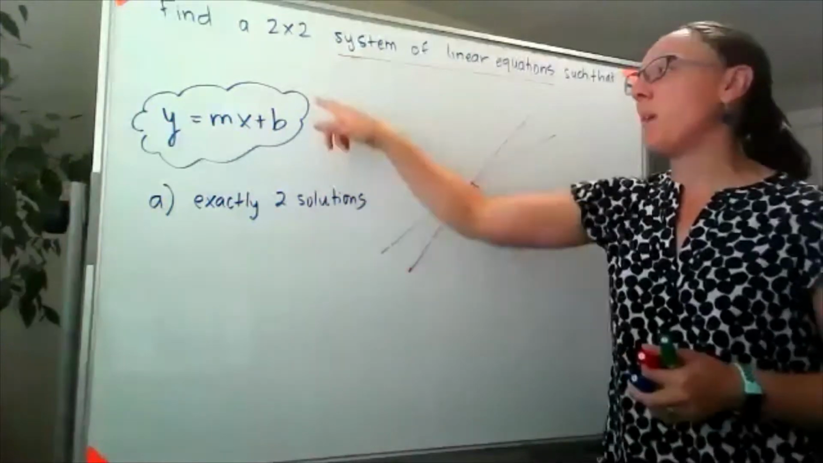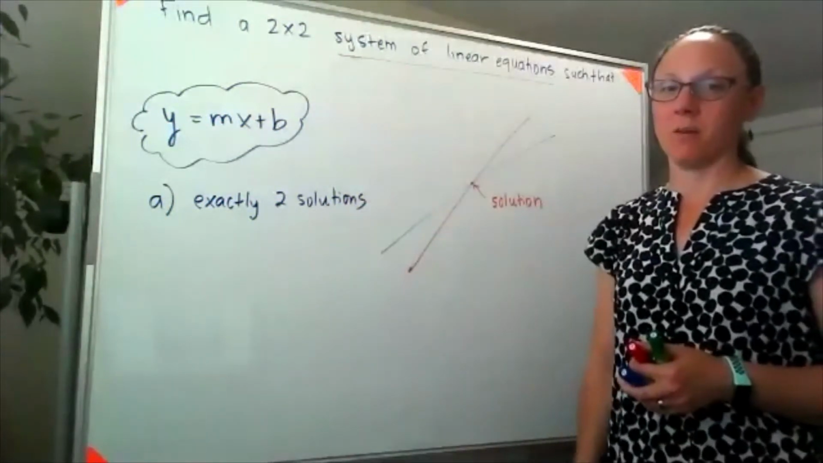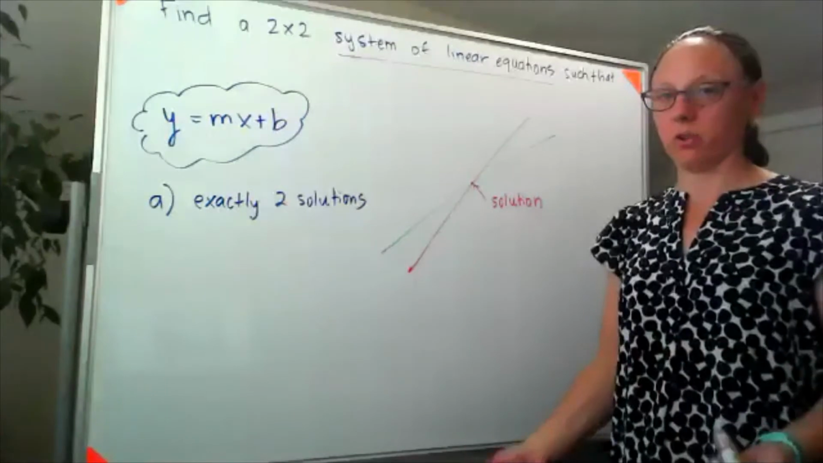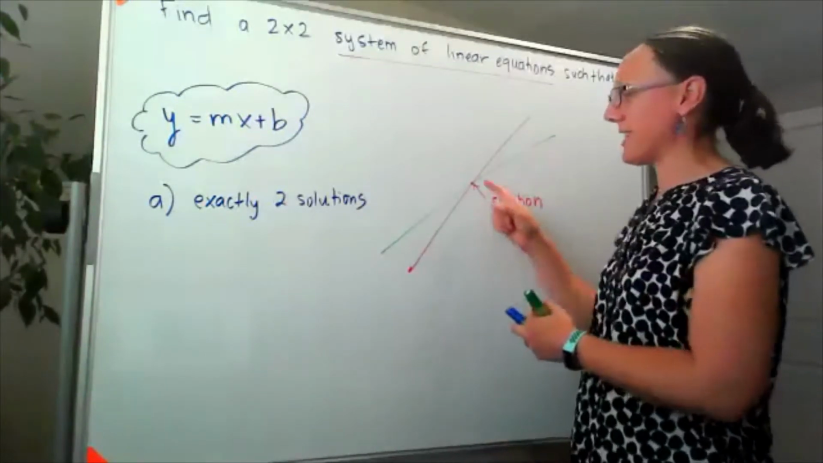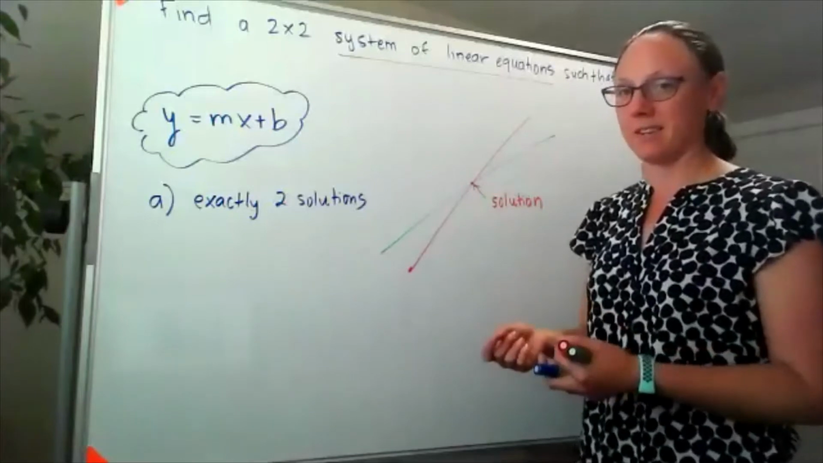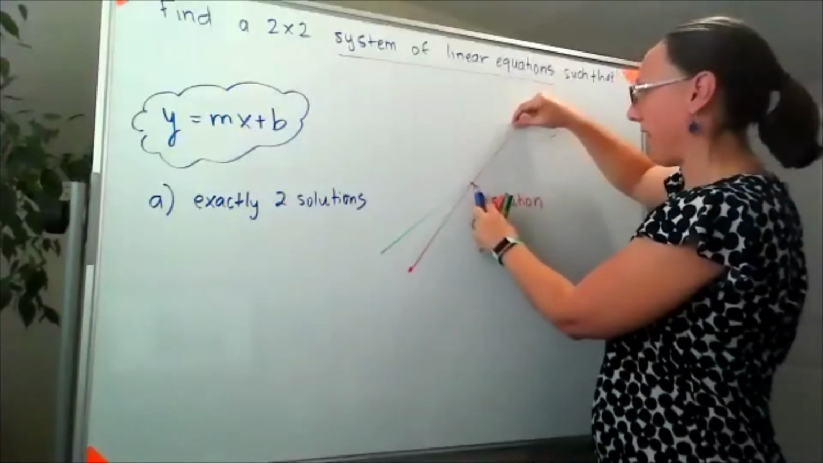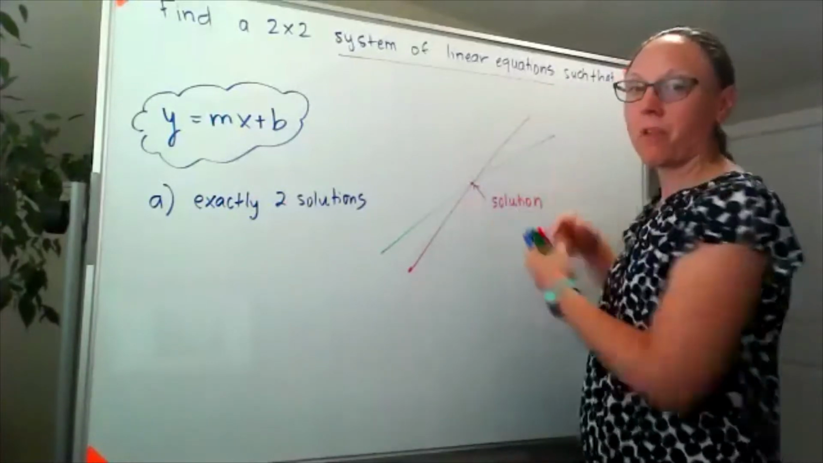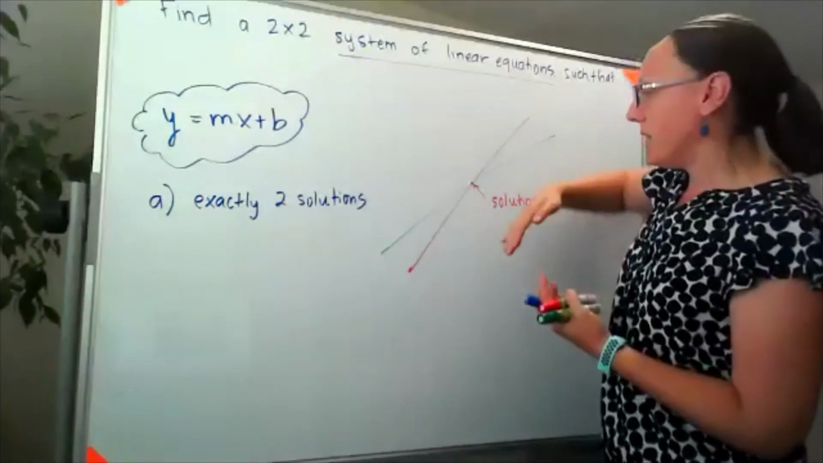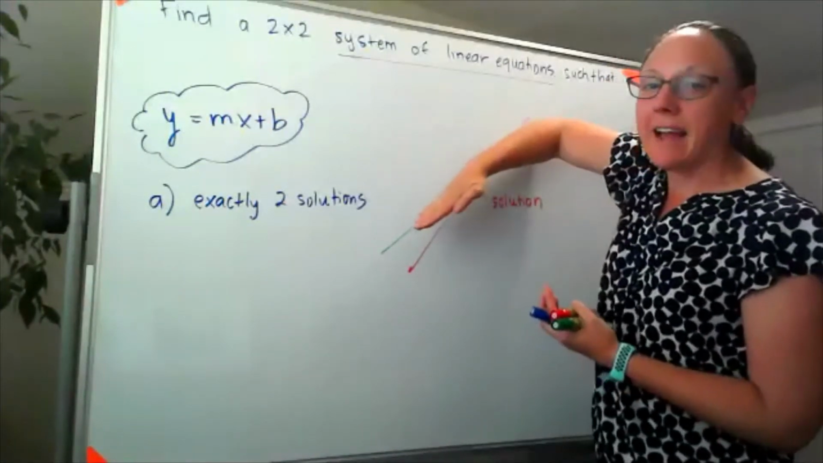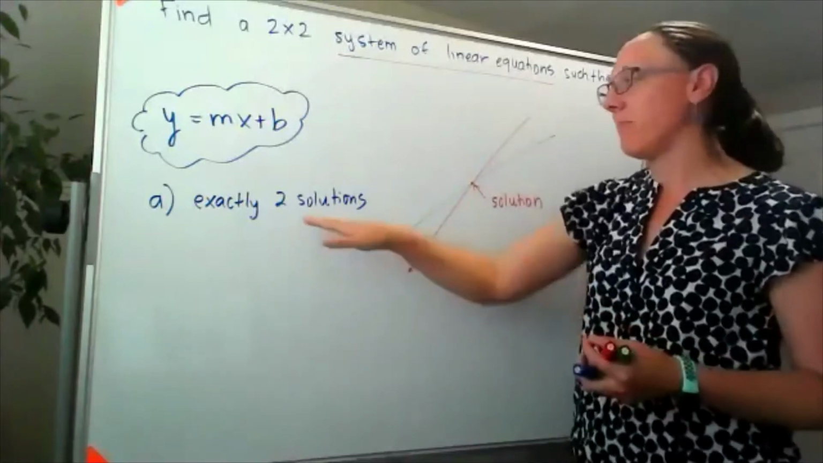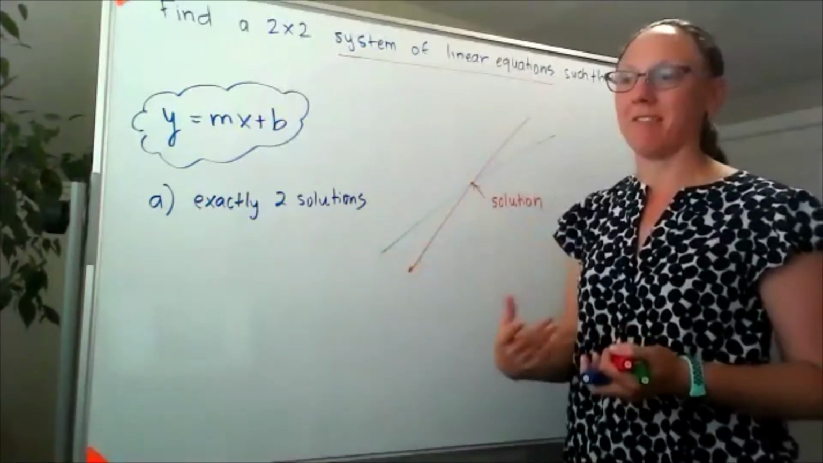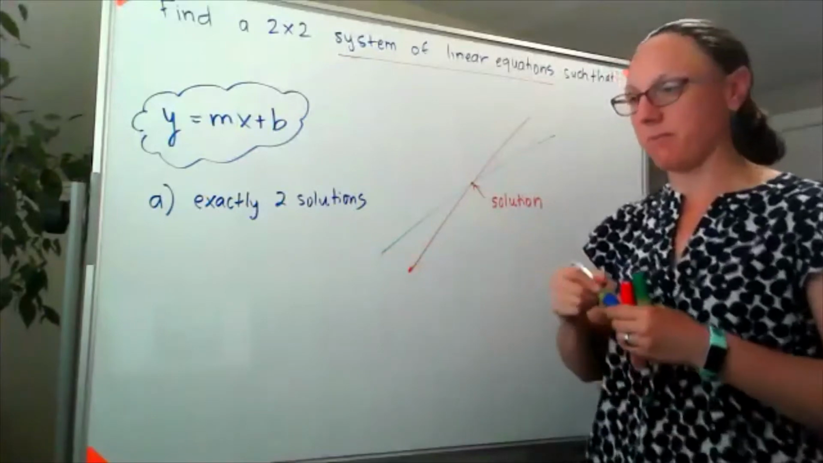So in fact, we can't write a 2x2 system with exactly two solutions. Exactly two solutions would mean somehow I had two lines and they intersected in two places. The only way to do that would be to bend this over, or for my two lines to actually be exactly the same. But if our two lines are the same, they don't have two solutions, they have infinitely many solutions.